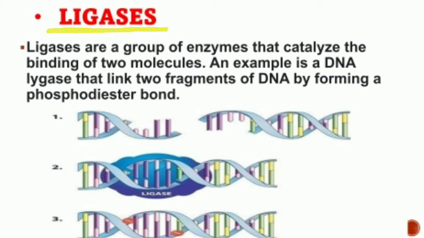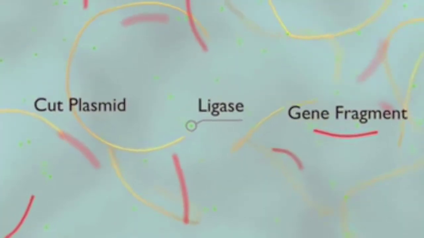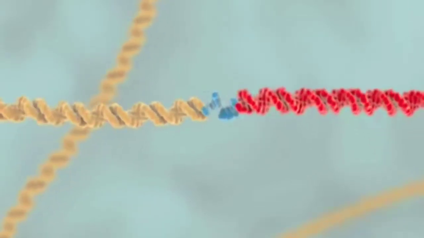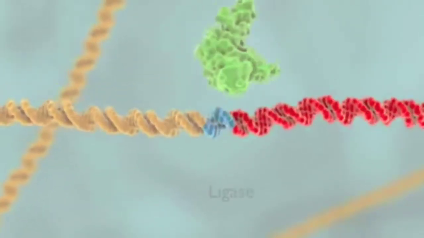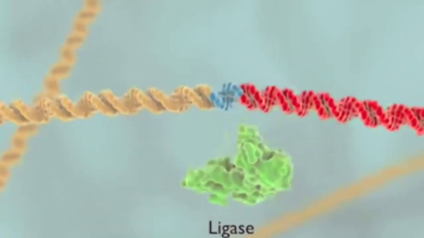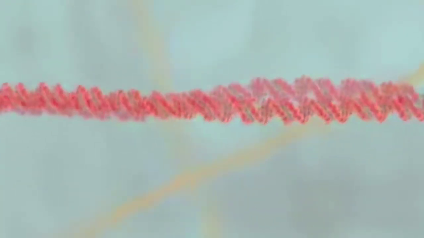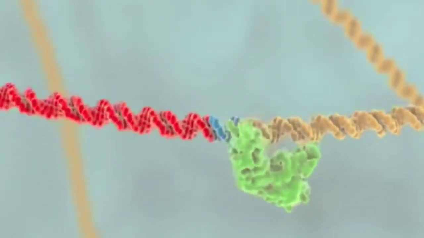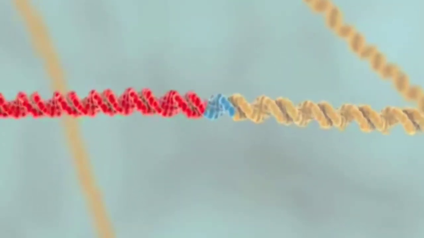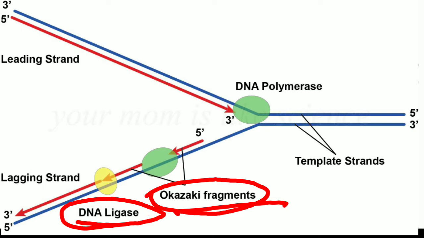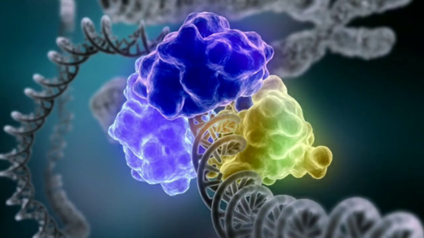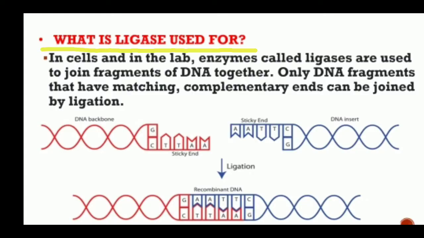Ligases are a group of enzymes that catalyze the binding of two molecules. An example is DNA ligases, which link two fragments of DNA by forming a phosphodiester bond. These are also known as molecular glues that are involved in attachment or joining of the DNA fragments together. You might have also heard about these enzymes in DNA replication. Ligase is required for the ligation of Okazaki fragments during lagging strand DNA synthesis as well as for several DNA repair pathways. Now the question is, what is DNA ligase used for?